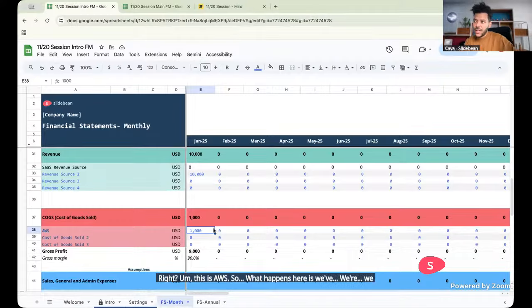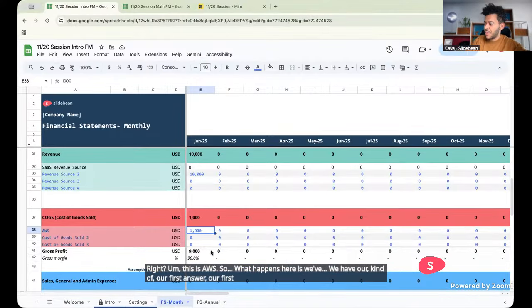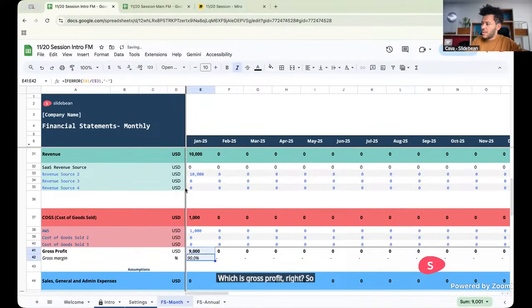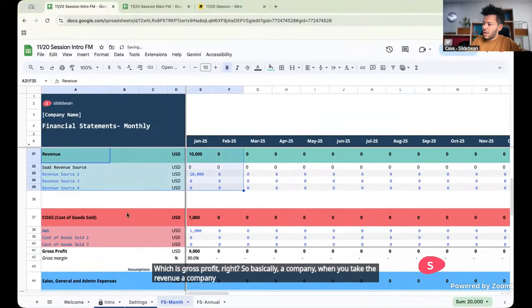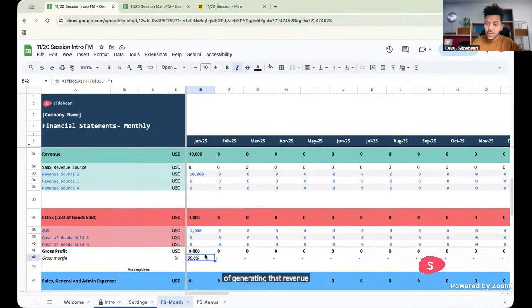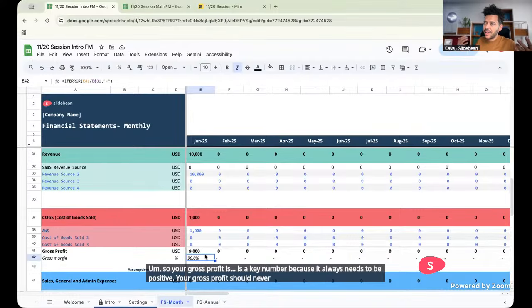So what happens here is we have our first term that we need to be familiar with, which is gross profit, right? So basically, when you take the revenue a company made and the cost of generating that revenue, you end up with this, which is your gross profit. So your gross profit is a key number because it always needs to be positive. Your gross profit should never, ever, ever be negative, right?